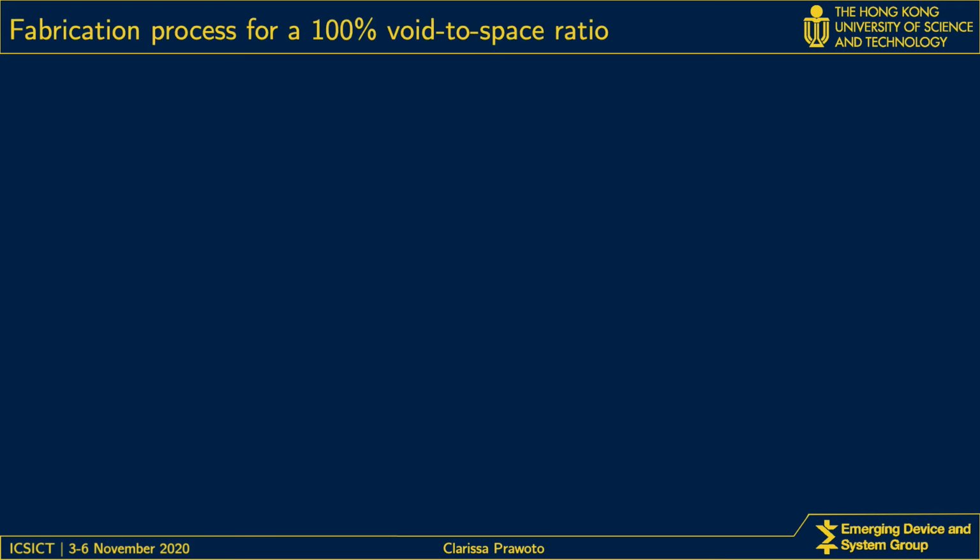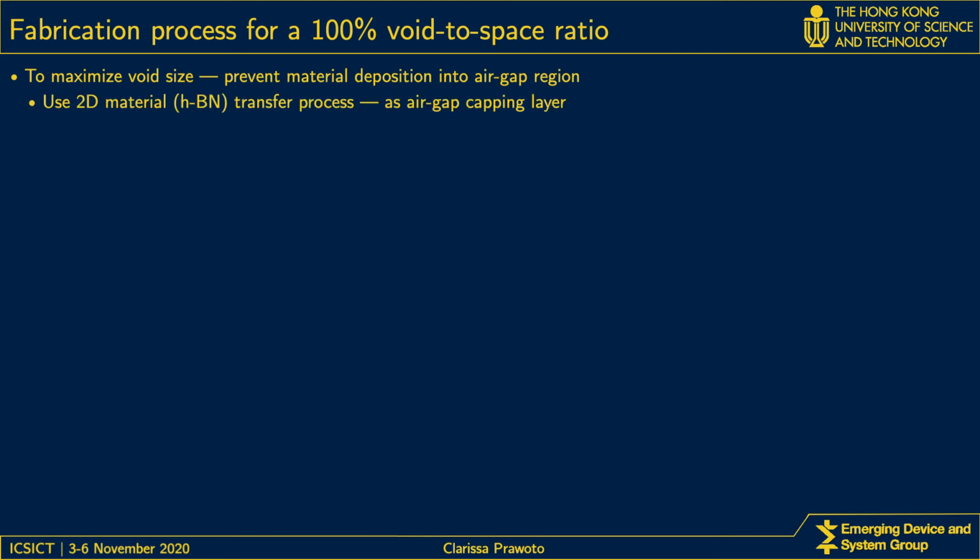To solve this issue, which is to obtain 100% void-to-space ratio, we need to prevent material deposition into the air gap regions. One method is to use 2D materials and the transfer process.